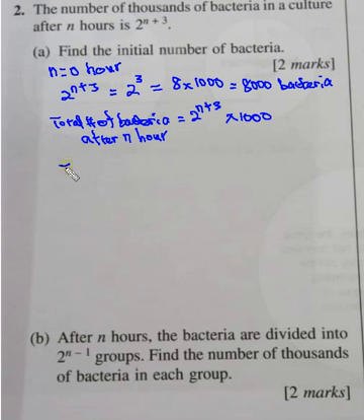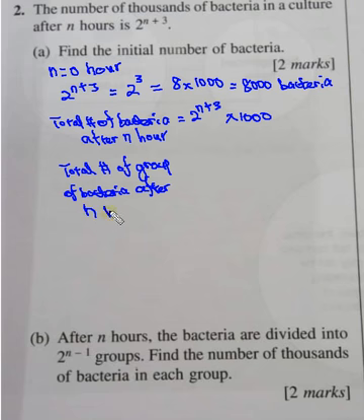Then, what about the total number of groups of bacteria after n hour? It is basically 2^(n-1). Okay.